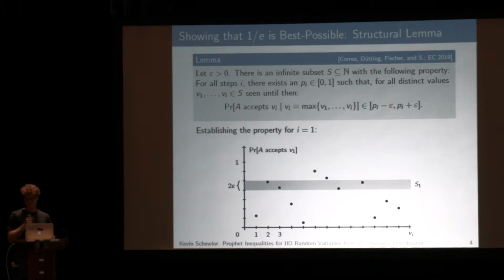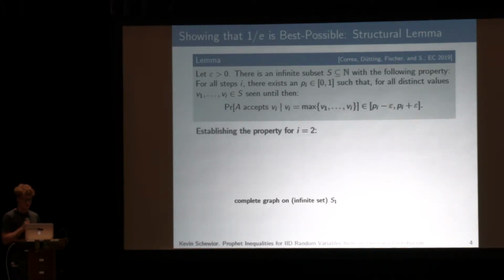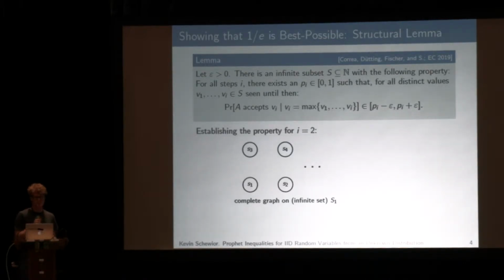And now we're going to further restrict the set. So we'll build a complete graph on that set. So the set is still infinite, so our graph is also infinite, but I'm only drawing 4 nodes here. Not quite infinite. Okay, so we'll draw the complete graph on the set, and now we're going to color it.